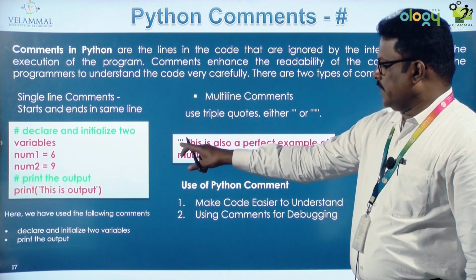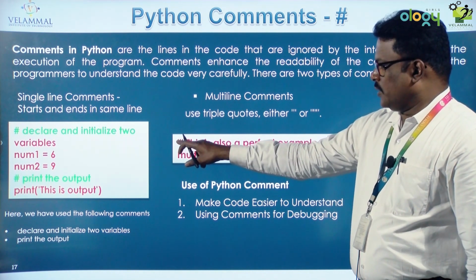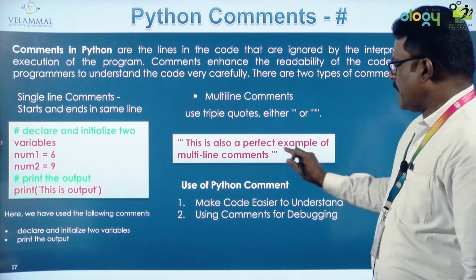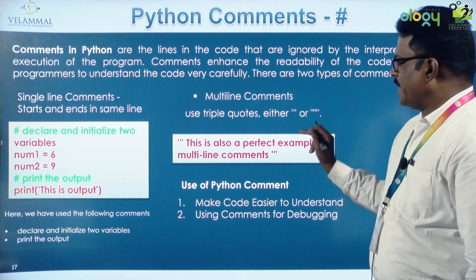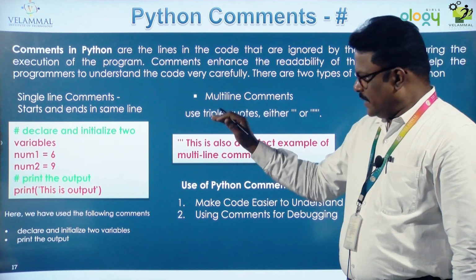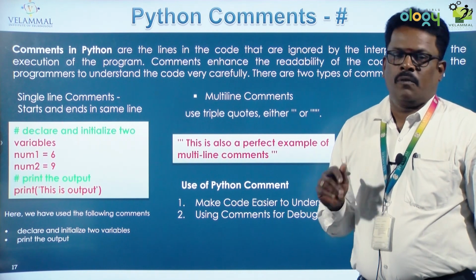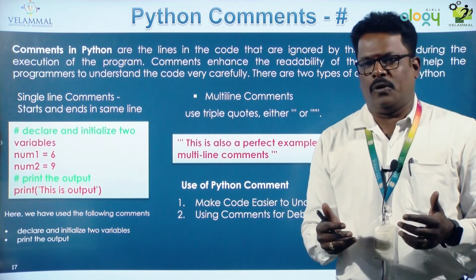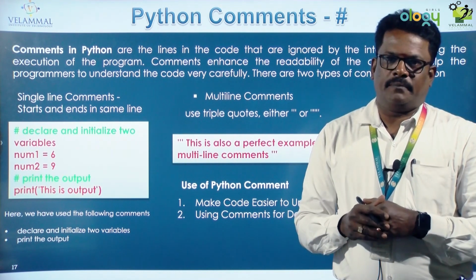Here they have started with 3 single quotes, and this is also a perfect example of a multi-line comment. They have ended with 3 single quotes, telling the interpreter that this is a comment line. What is the use of the comment line? We can document the program.